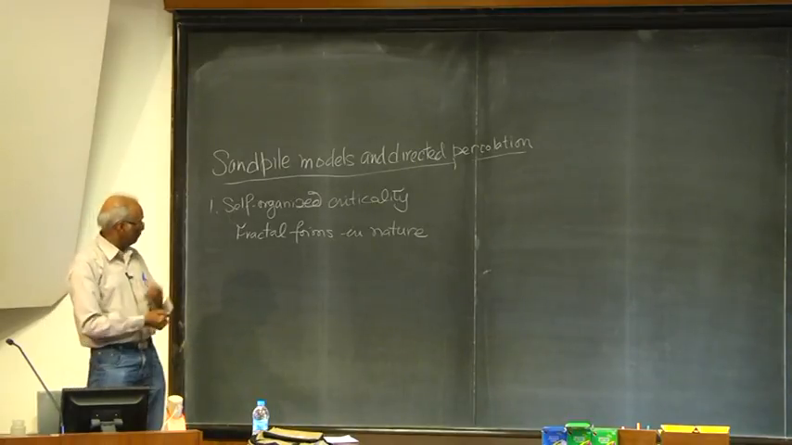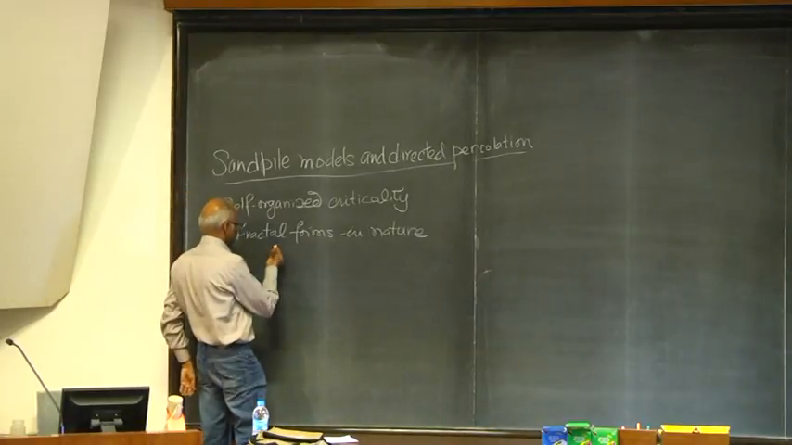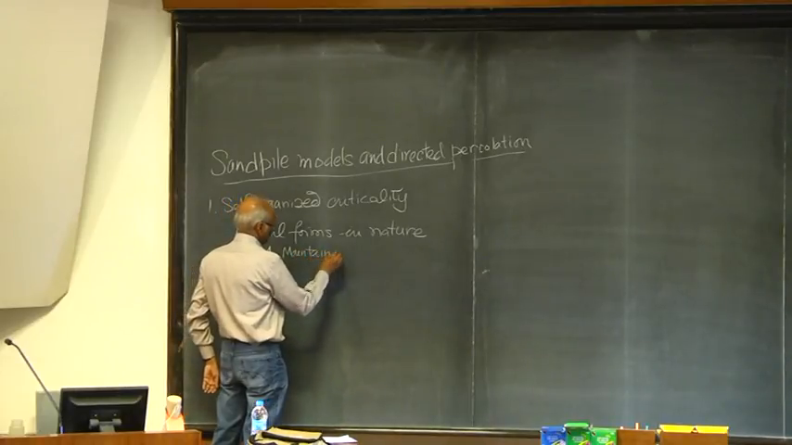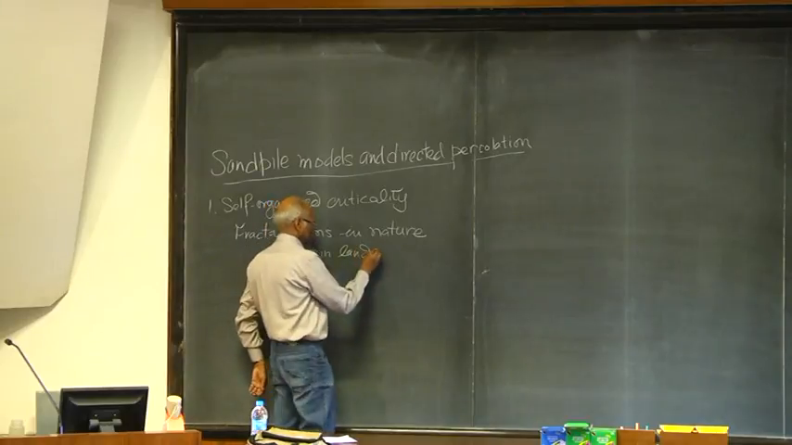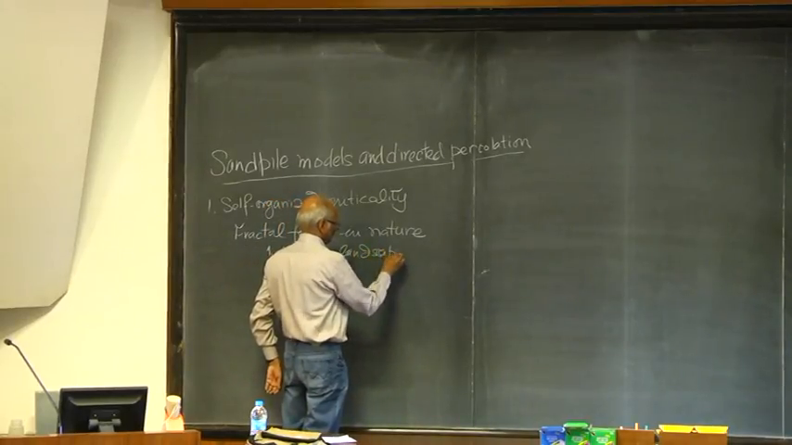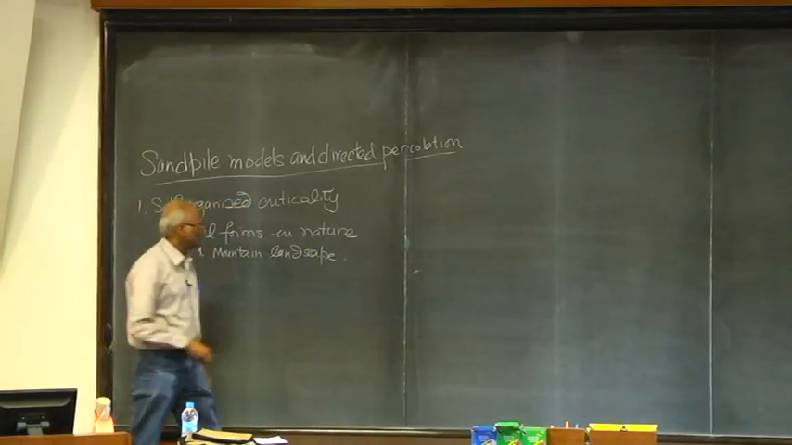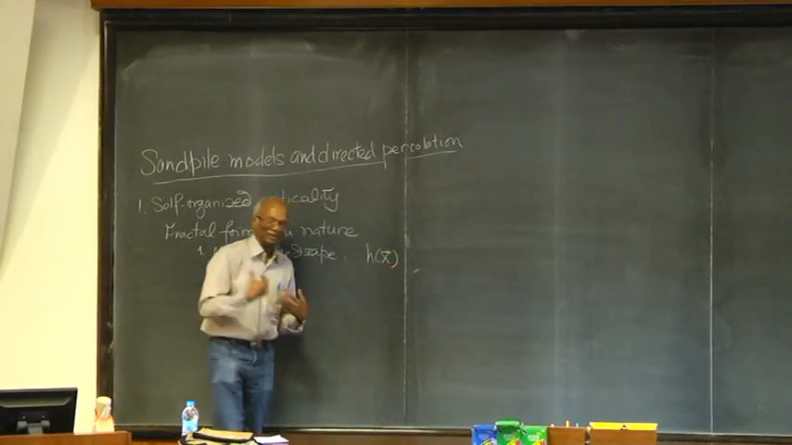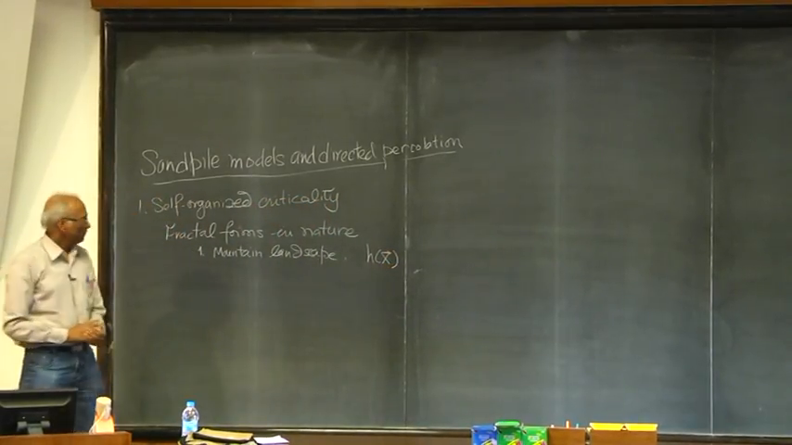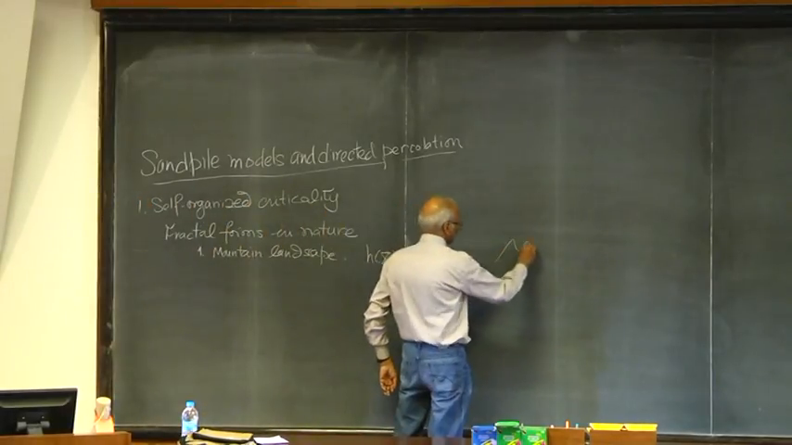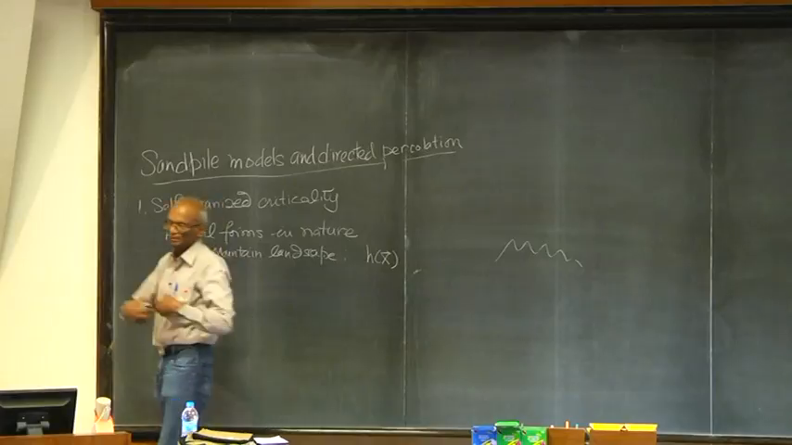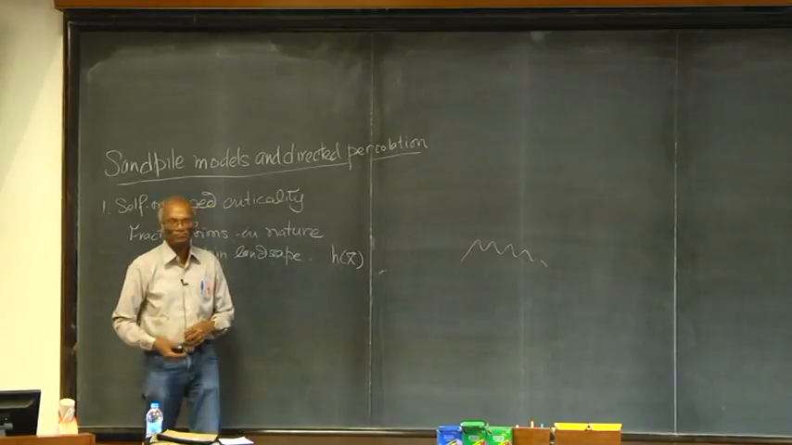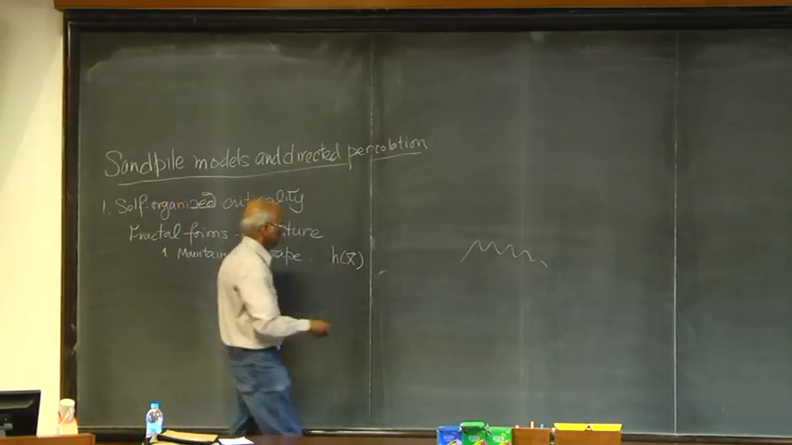Well, let us take some examples. Mountain landscape: you take some surface of the earth, at each point there is a mean sea level and there is a height above the mean sea level, h of x, you can define. Of course, h of x is some complicated function which gives you the profile. It has to be imagined as a two-dimensional profile. x is a two-dimensional variable, which gives you the longitude and latitude of the point.